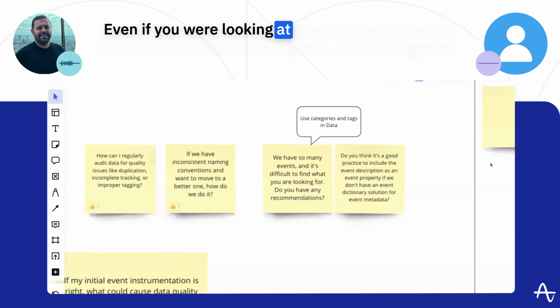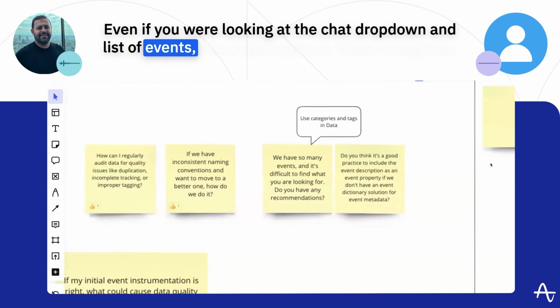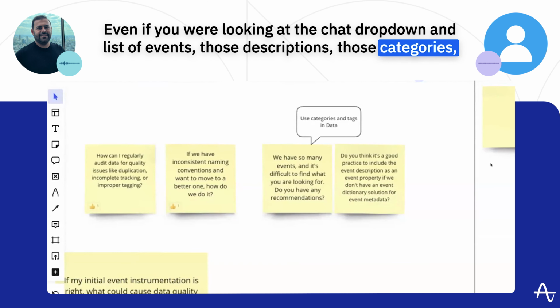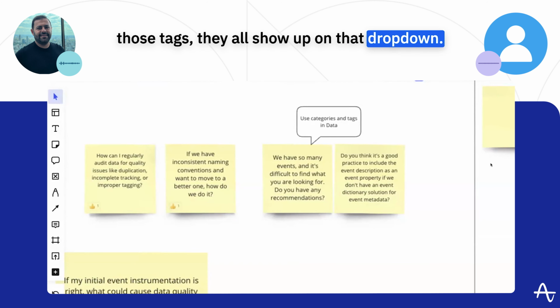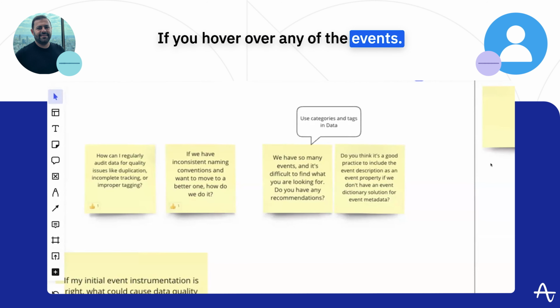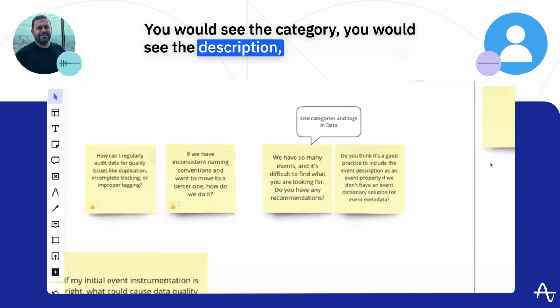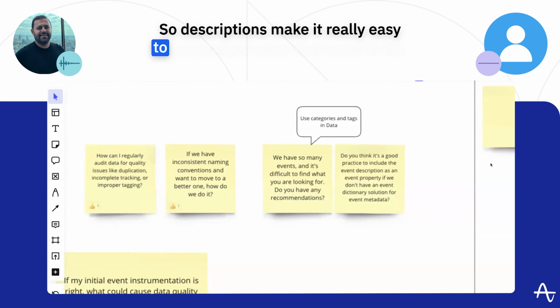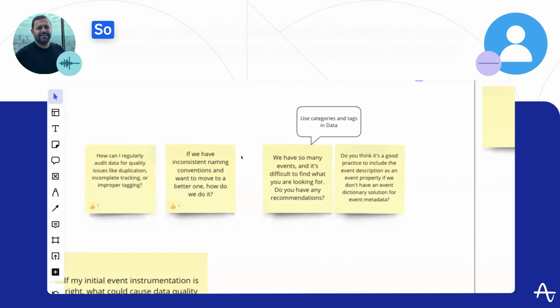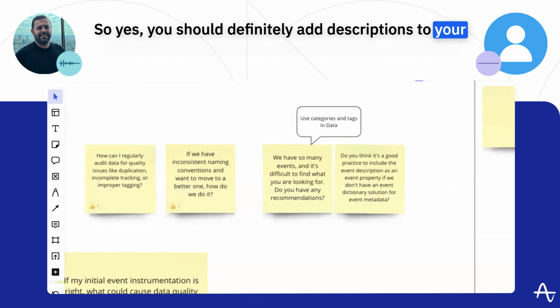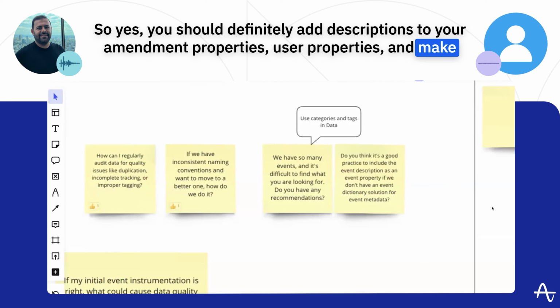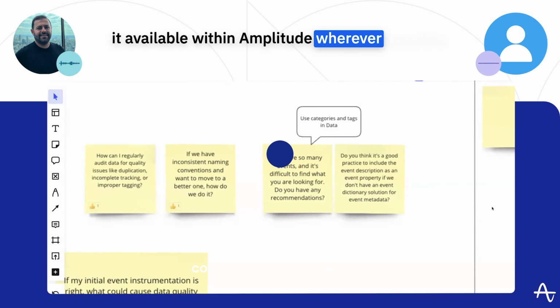Even if you were looking at the chart dropdown, a list of events, those descriptions, those categories, those tags, they all show up on that dropdown. If you hover over any of the events, you would see the category, you would see the description, you'd see the tag. So descriptions make it really easy to understand what that event is for. So yes, you should definitely add descriptions to your event properties, user properties, and make it available within Amplitude wherever possible.